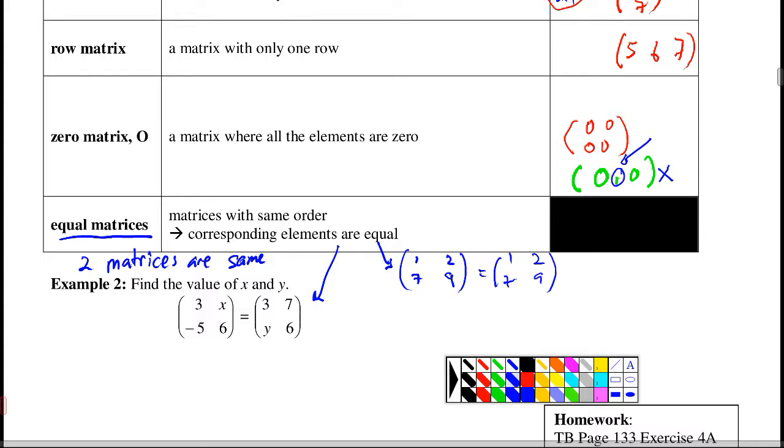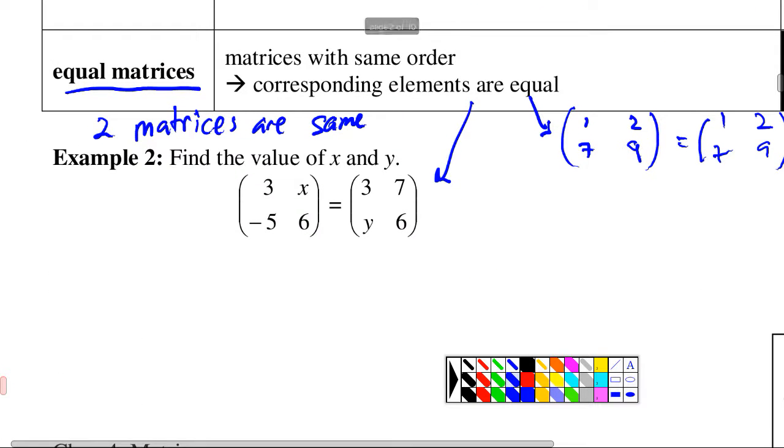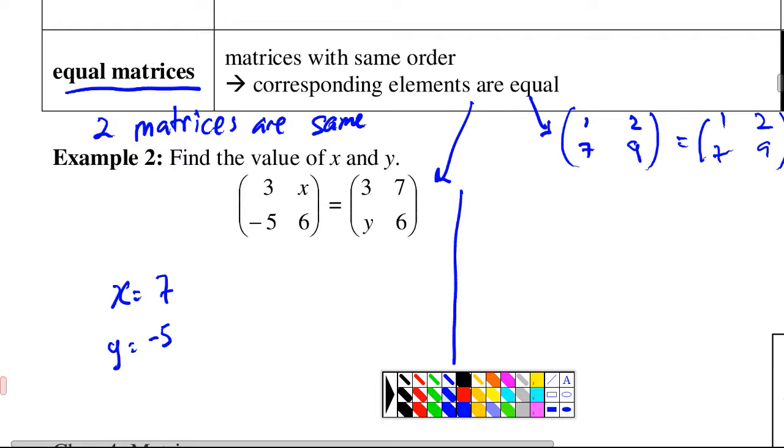Now the question below makes sense. The question below says this: I have something like this, but some x and y are missing or unknown. Do you want to make a guess what x is? X is 7. Y is -5. So they are equal. The corresponding elements are equal, the same. No need for abbreviation.